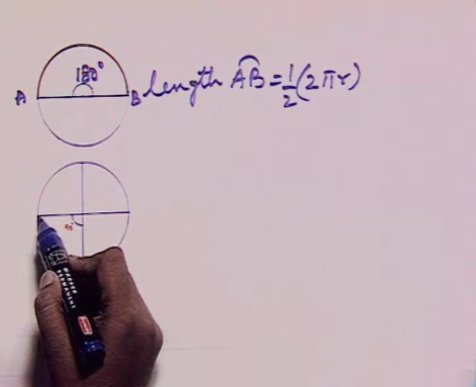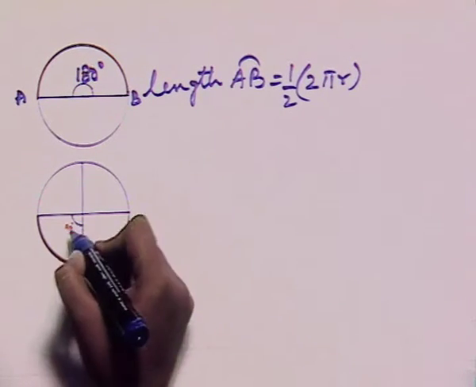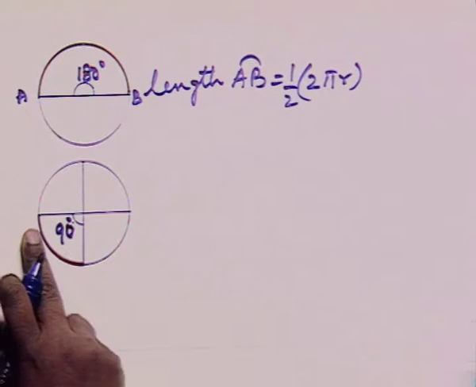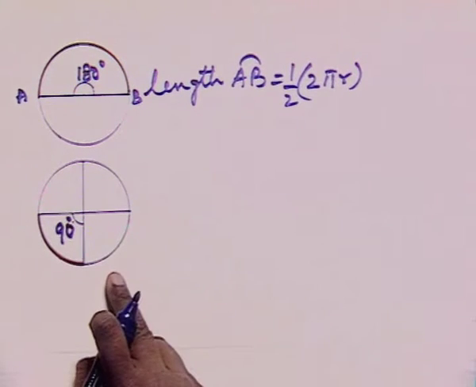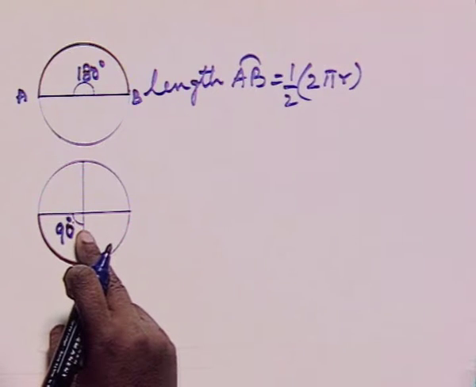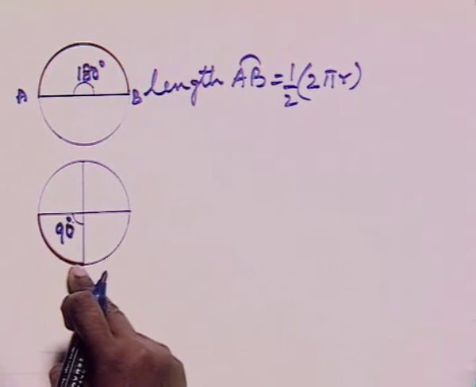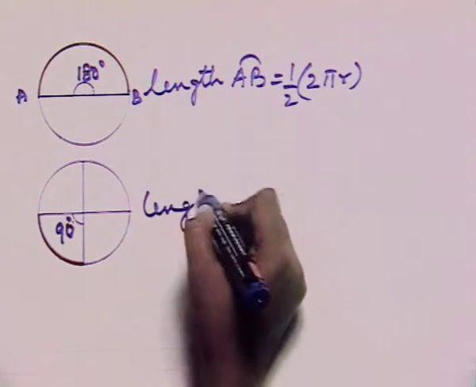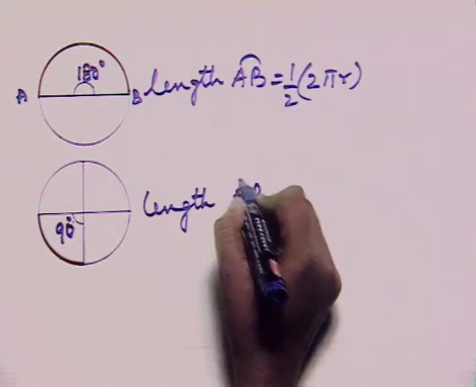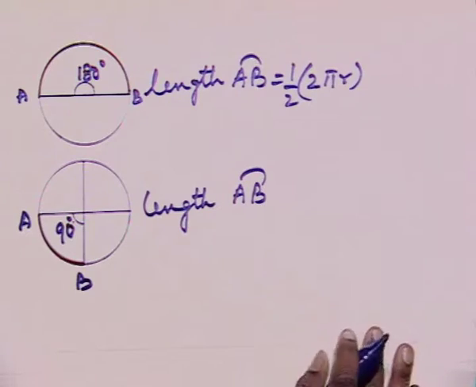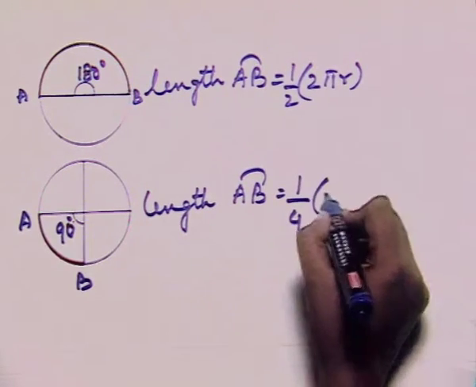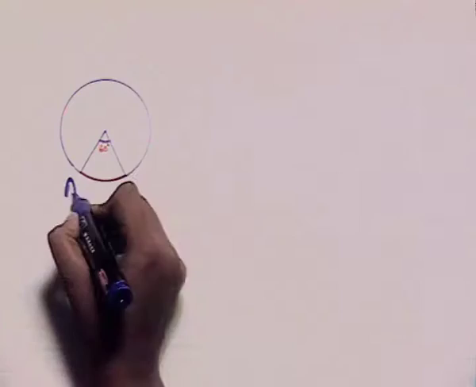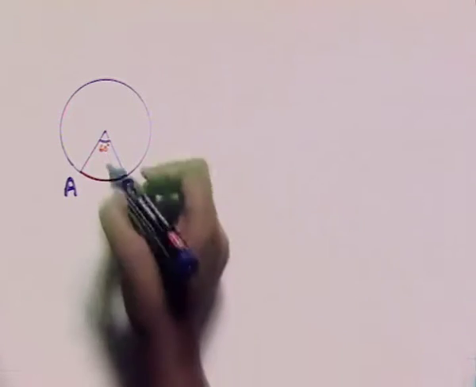So, what will be the length of this arc, which is making an angle of 90 degree at the center? Again, since this is a quarter of a whole circle making an angle of 90 degree at the center, the length of this arc will be 1/4 of the circumference of this circle. So, length of the arc AB is equal to 1 upon 4 into 2 pi r.